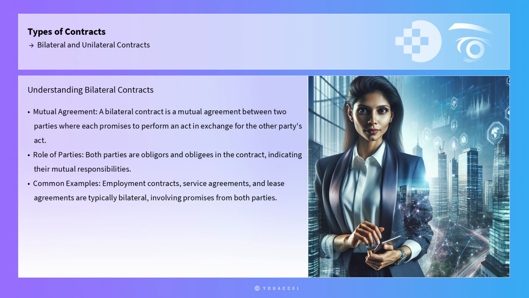A bilateral contract is a mutual agreement between two parties where each promises to perform an act in exchange for the other party's act. In essence, both parties are obligors and obligees. An example of a bilateral contract is a sales agreement where one party agrees to deliver goods and the other agrees to pay for them.